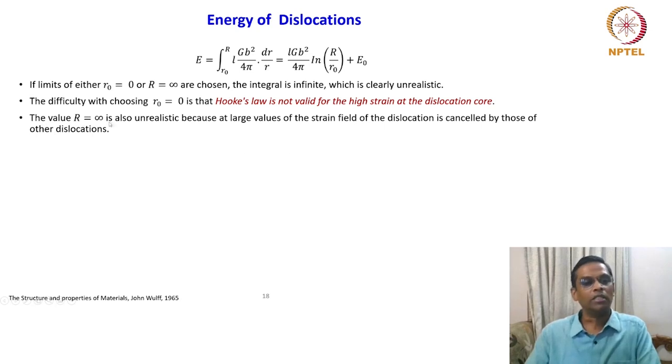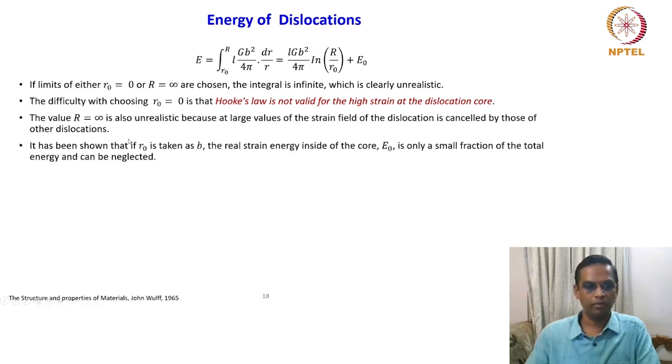The value capital R equal to infinity is also unrealistic, because at large distances the strain field of the dislocation is cancelled by those of the other dislocations. We are going to qualify all these statements one by one. It has been shown that if R naught is taken as b, the real strain energy inside the core, E naught, is only a small fraction of the total energy and can be neglected.